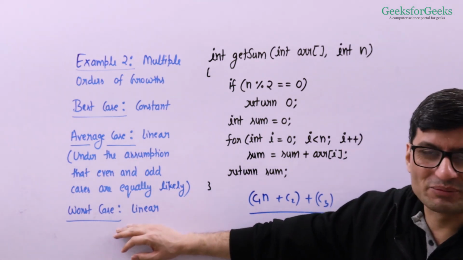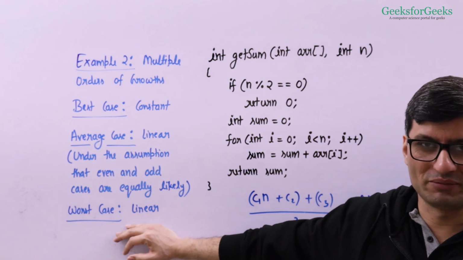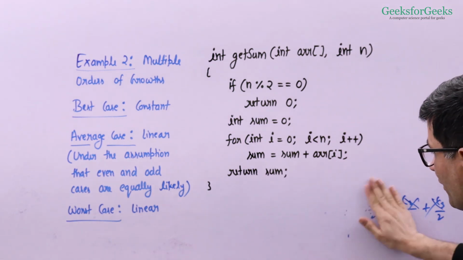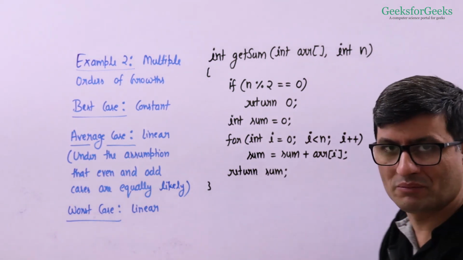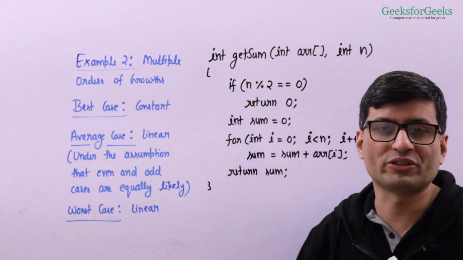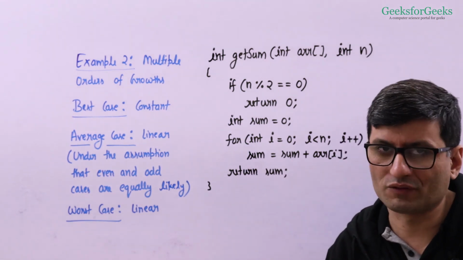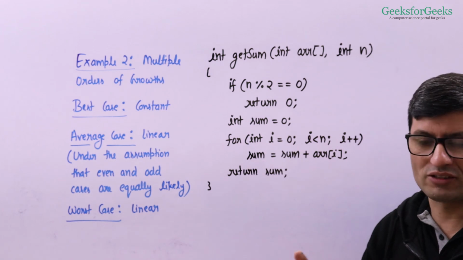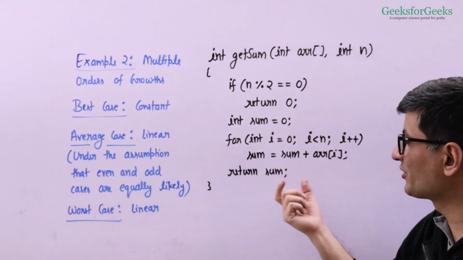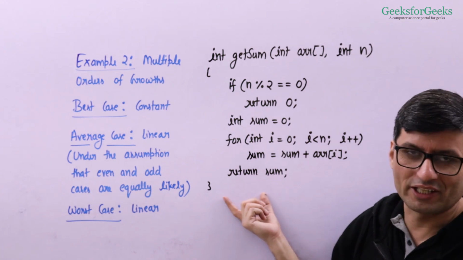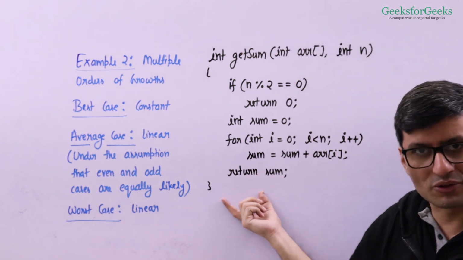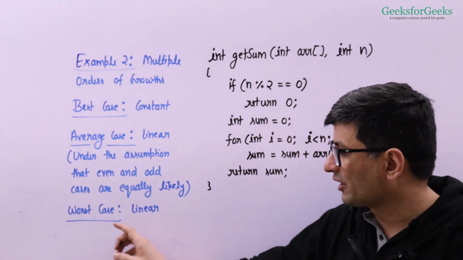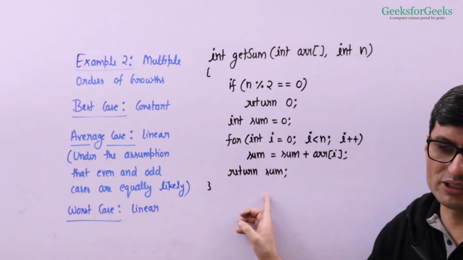Worst case is something that we use most of the time. We find out what is the input case for which it's going to take the maximum time, or it is going to have maximum order of growth. And here it is clear that if the user provides an odd sized array, then it's going to take the maximum time, or it's going to have the maximum order of growth, and that order of growth is linear, right? So the worst case of this algorithm is linear.